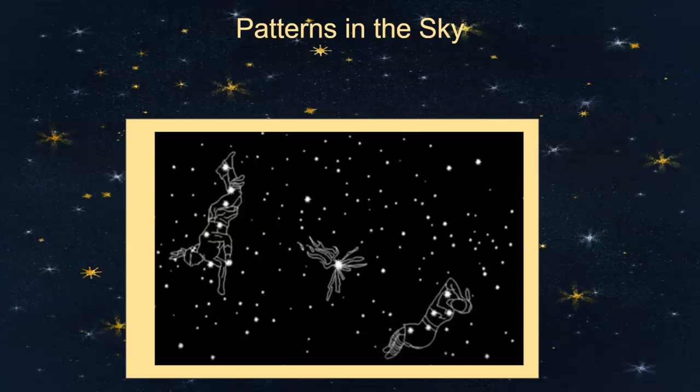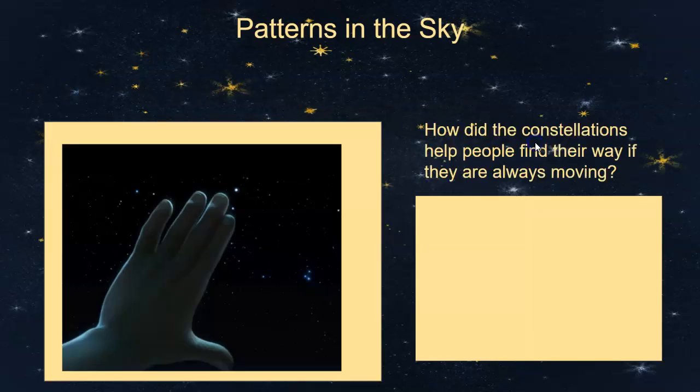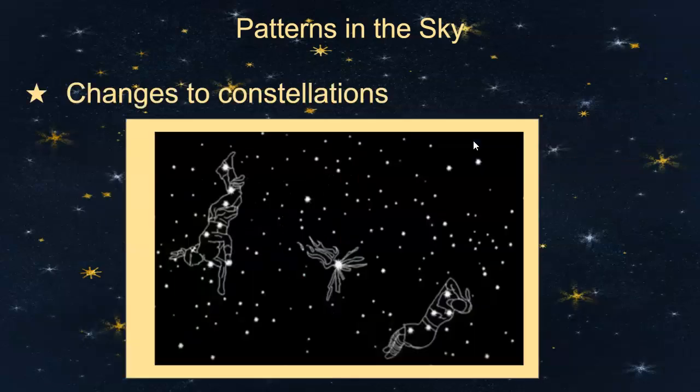Now we're going to go to other patterns in the sky. Here is the Big Dipper, that was the man. Here's Cassiopeia, that was the woman. Here's the North Star, right? So yes, we talked about the North Star with the Navajo, but we also talked about changing constellations. And we're going to think about how constellations help people find their way if they're always moving. That was Moana.